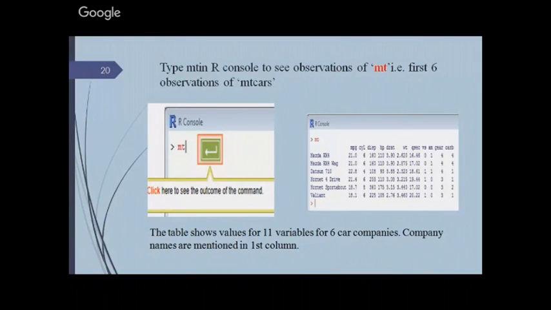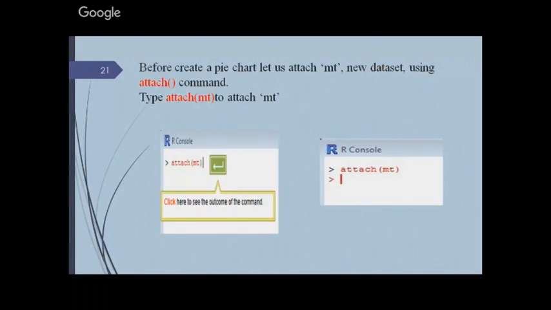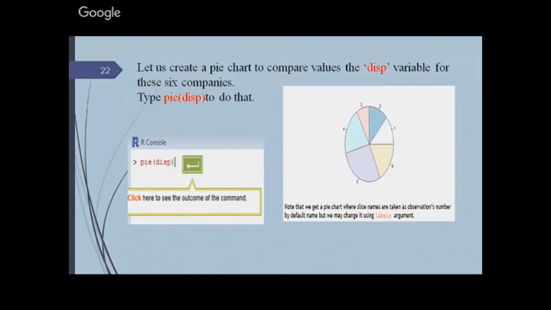It can be anything. Like you have an employee record: name of the person, age, city, designation, salary. And if I say draw a pie chart for the salary of the person, you will have to specify the name of the variable. I have attached mt. I have drawn the pie chart for the specific variable disp. Fine.